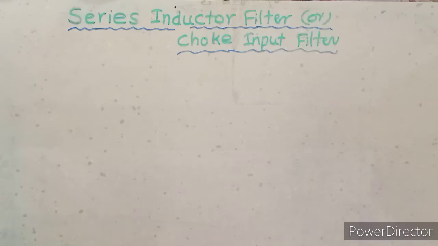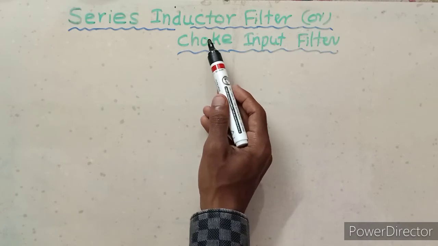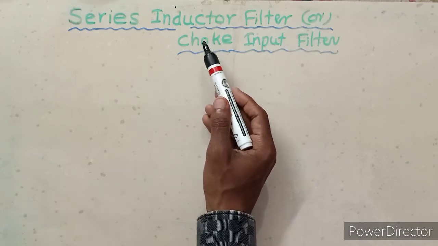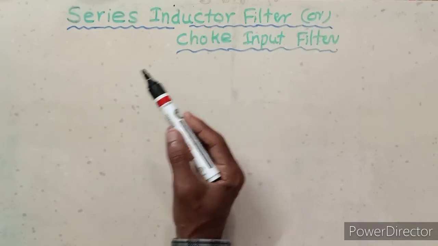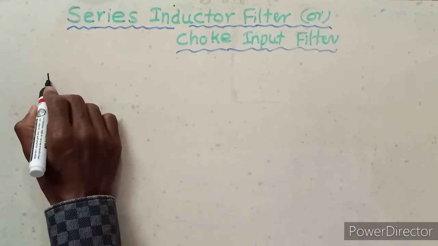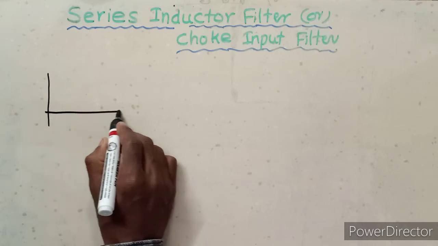Now we are going to discuss the series inductor filter or choke input filter. It means the inductor coil is connected in series with the rectifier output. So this is the rectifier output.